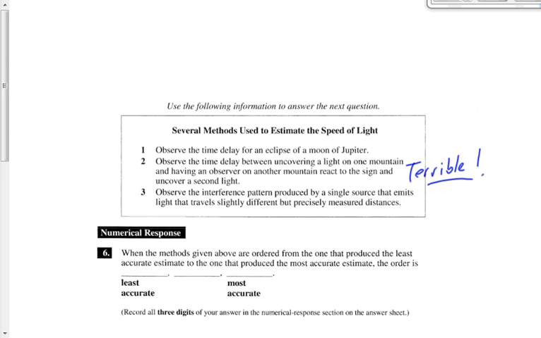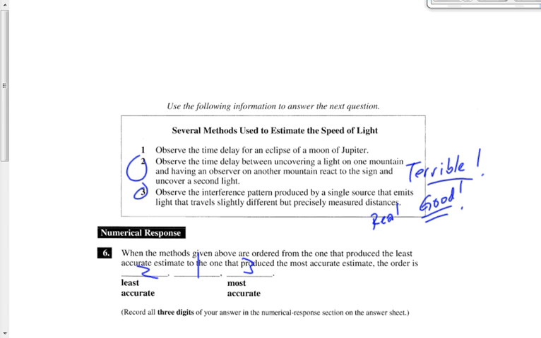The interference pattern produced by a single source that emits light that travels slightly different but precisely measured distance. This is the double slit experiment. Okay, this is the interference pattern: bright spot, dark spot, bright spot, dark spot. And we actually get really good results from that. So this is good. In fact, it's real good, not just good. What about that other one, though? Observe the time delay for an eclipse of a moon of Jupiter. What? Well, if we say that this one is the best one and this one is the worst one, then it's got to be 2, 1, 3.